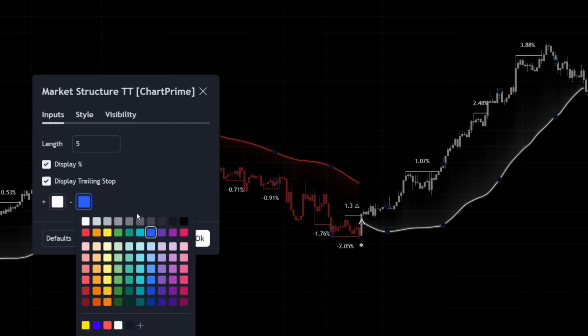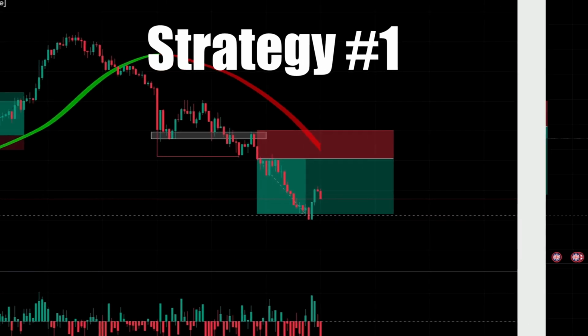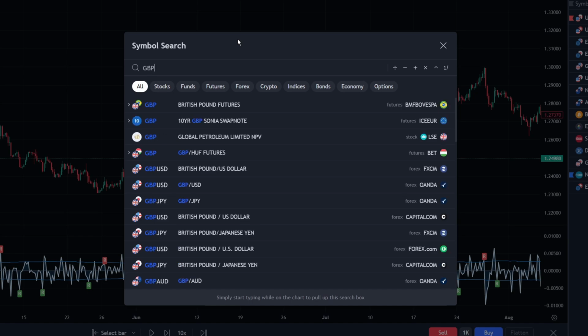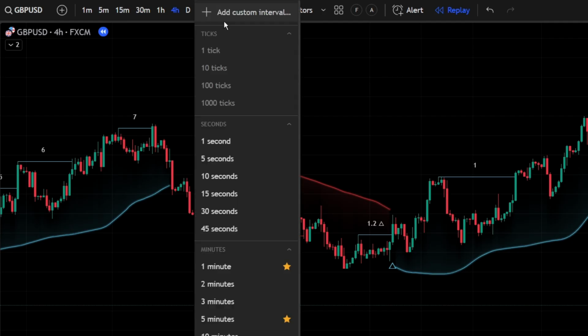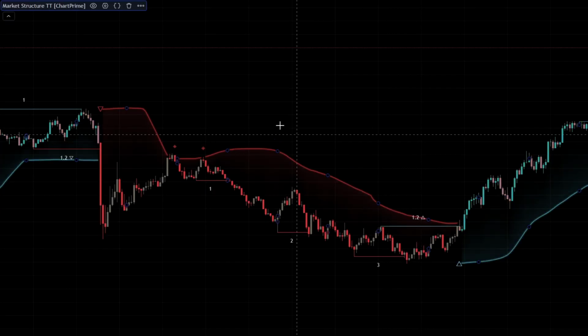Now let's talk about how you can use this indicator in a strategy to grow your account. For the first one, I will be using the price of GBP USD in the 15-minute time frame. First, let's configure our main indicator.